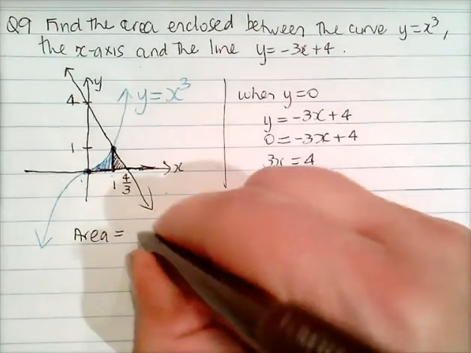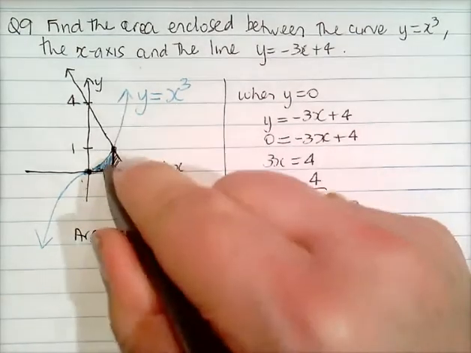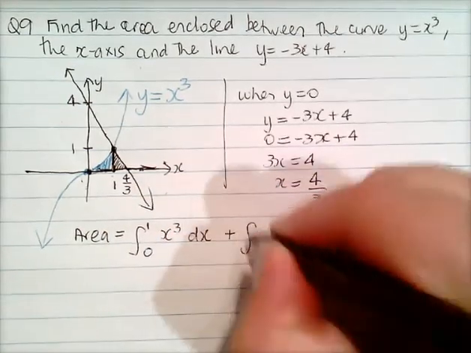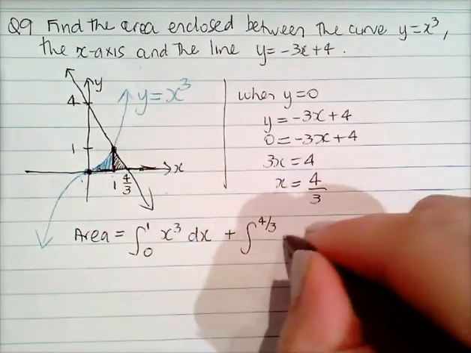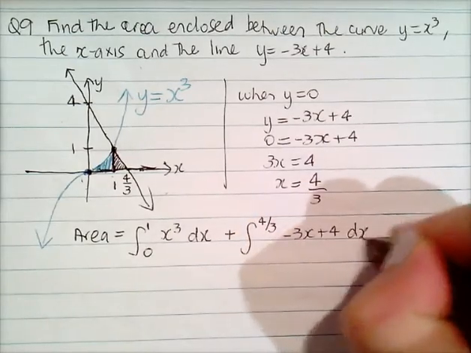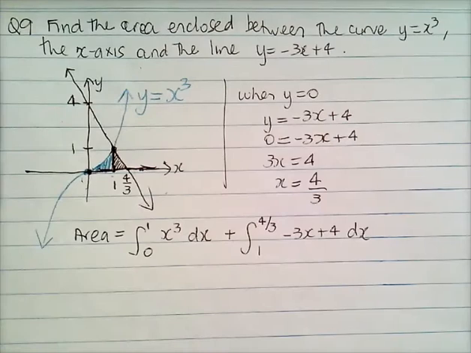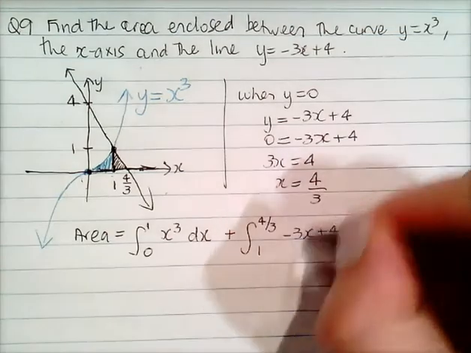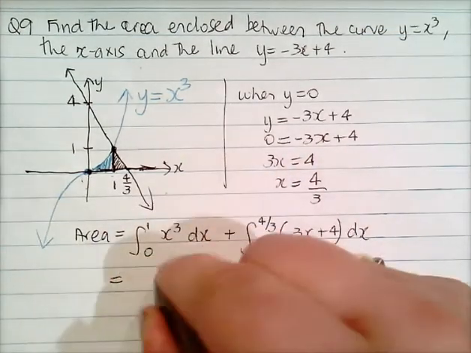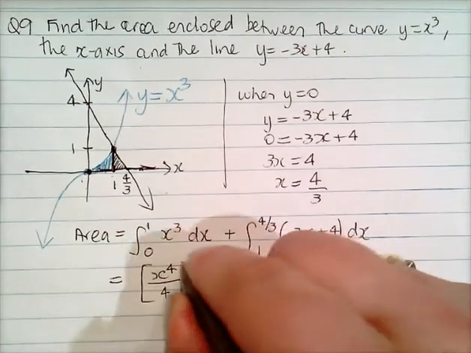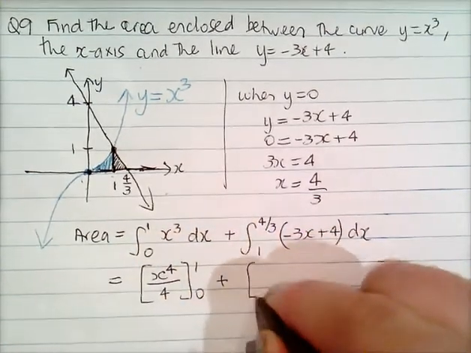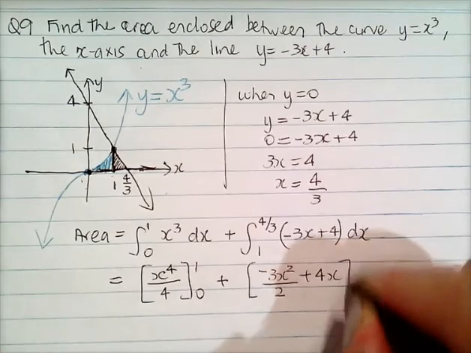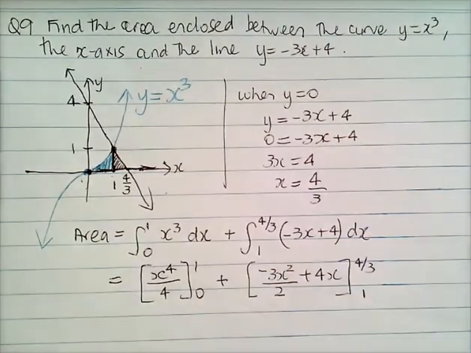Okay, so again, this is a sum of two areas. First one, it's the area beneath the curve y equals x cubed between the values of 1 and 0, plus the area beneath the line y equals minus 3x plus 4 between the values of 4 on 3 and 1. Now notice that the integrals are from different x values, so you cannot go combining those two equations. They must stay separate. So just doing each integration, we get x to the 4 on 4 between the values of 1 and 0, plus the other one is minus 3x squared on 2 plus 4x, and that substitution there is the values 4 on 3 and 1.